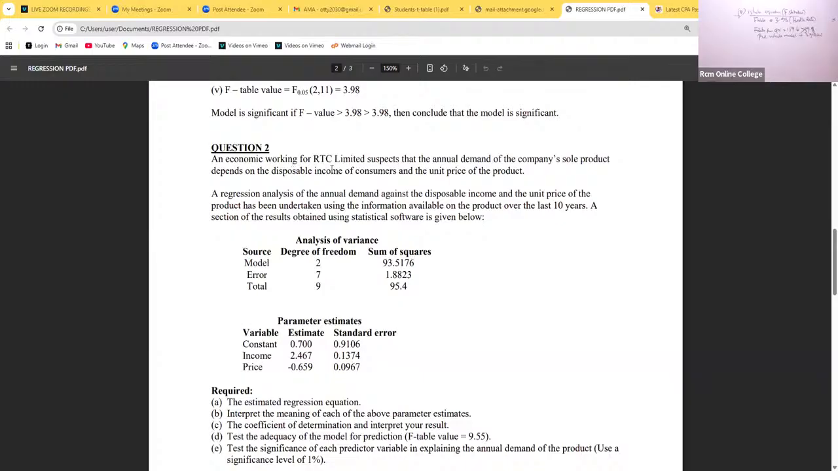An economist working for RTC Limited suspects that the annual demand of the company's sole product depends on the disposable income of consumers and the unit price of the product. A regression analysis of the annual demand against the disposable income and the unit price has been undertaken using information available on the product over the last 10 years. A section of the results obtained using statistical software is given below: analysis of variance, and parameter estimates. So they want us, A, to give the estimated regression equation.